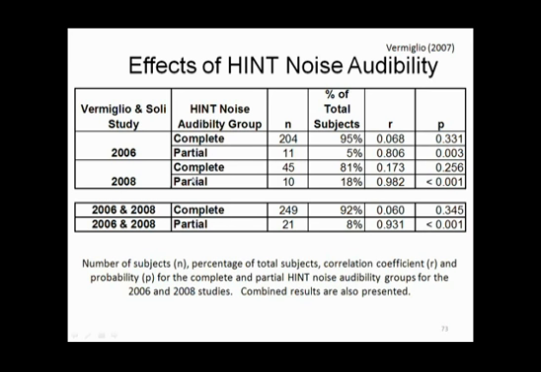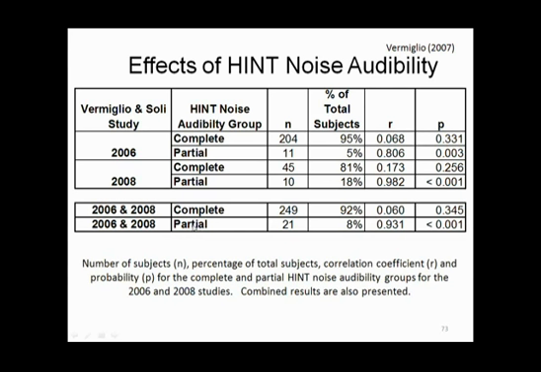2008 study, complete audibility of the speech and the noise. Correlation coefficient 0.1, about 0.2, not significant. Look at the partial audibility group for the speech and the noise. 18% of the subjects, 0.9. It's almost a 1 correlation coefficient, and it's significant. So then when you add up all the subjects together, look at the complete audibility group and look at the correlation coefficient, 0.06. There's nothing there.